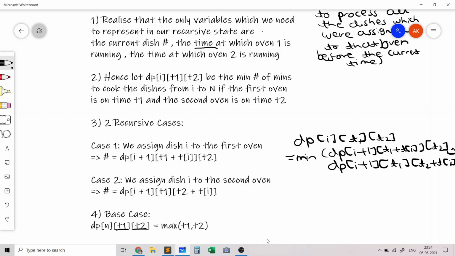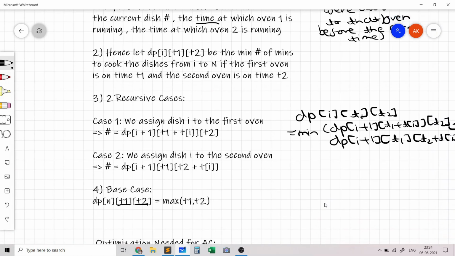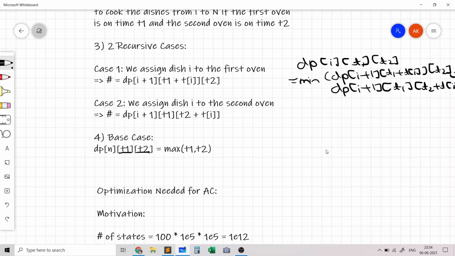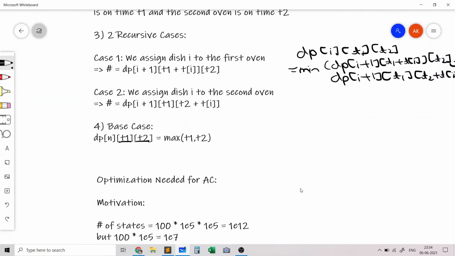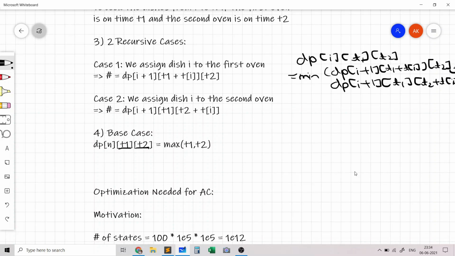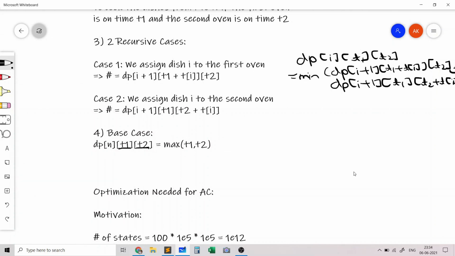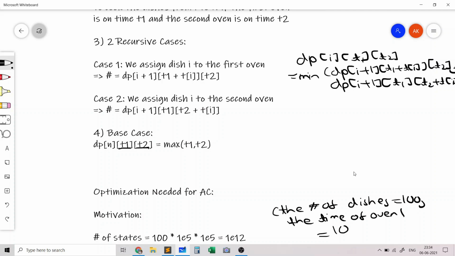However, notice that the number of states in our DP solution is 100 into 10 to the 5th into 10 to the 5th, and this is because the number of dishes can be at max 100. The time of the first oven, the time of oven 1, can be at max 100 into 10 cubed, which is 10 to the 5th, and this applies for both oven 1 and oven 2.